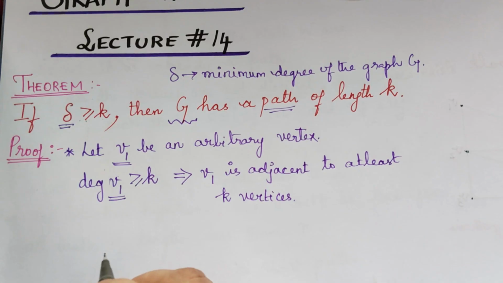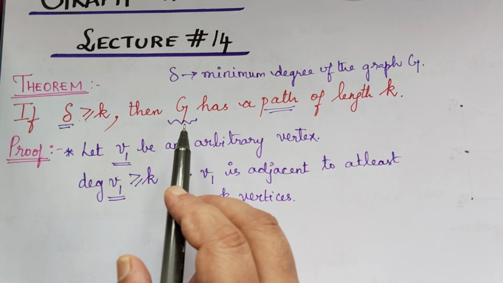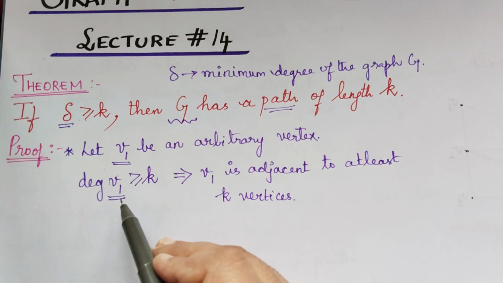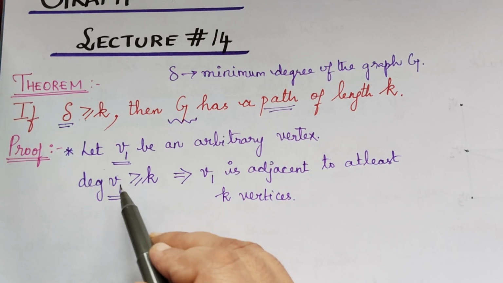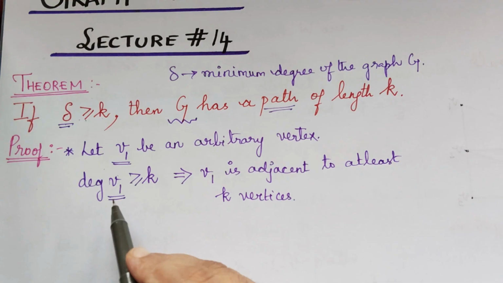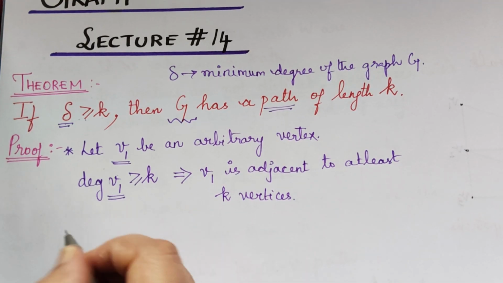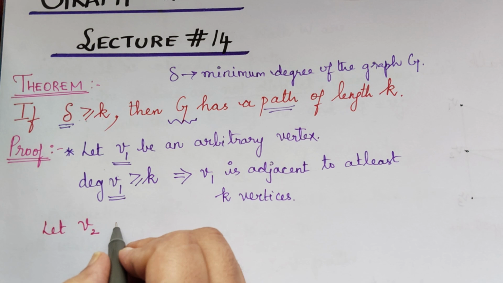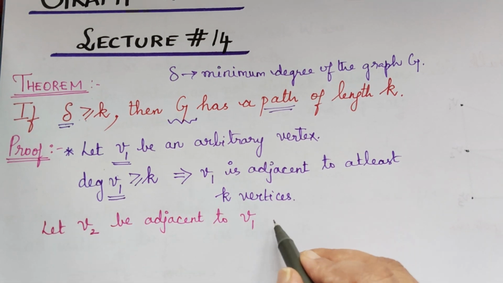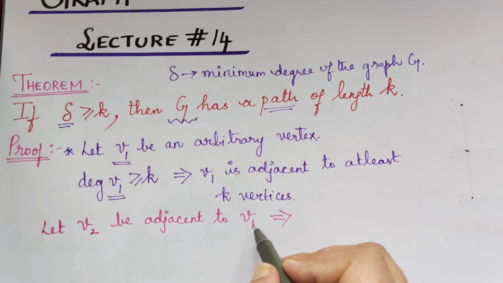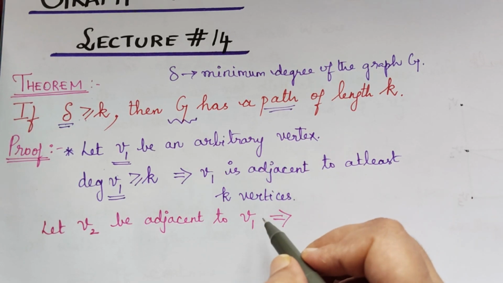Now we will consider another point V2 of this graph, and we will presume that V2 is adjacent to V1, because there are k vertices minimally adjacent to V1. So one of the vertices, let it be V2. So let V2 be the vertex which is adjacent to V1. In that case, we can say that there is a V1 V2 path in this graph G.